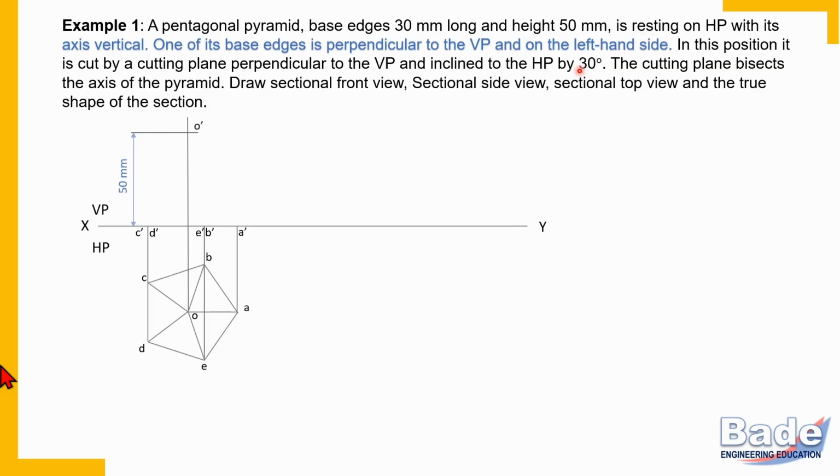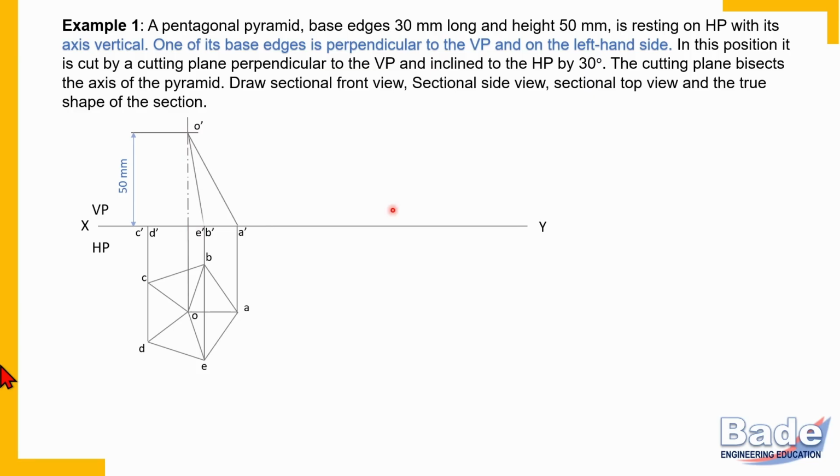And this is how we have labeled O dash. Remember, 50 millimeter is to be measured vertically because it is height of the object. Now join apex with all base corners. Here it is axis. From apex perpendicular to base, the line is axis.